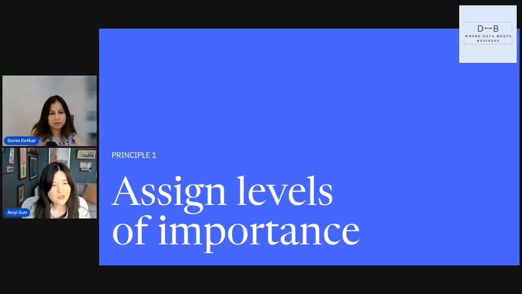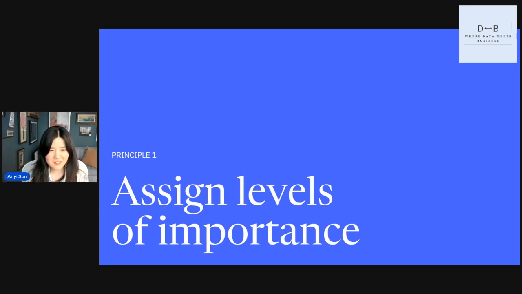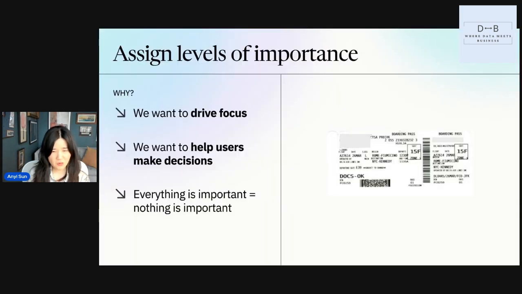Okay, so I will cover 3 principles today. And the first principle, and I really think is most likely the most important one, is assign levels of importance. We want to map out, for all the data points that we are displaying, how important it is for users to see that data. Why? Because we want to drive focus.